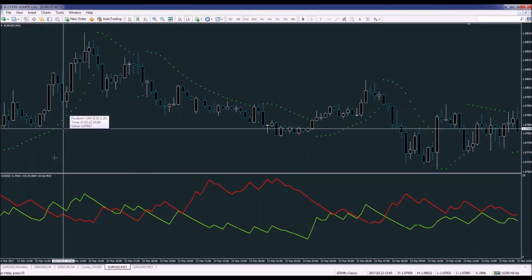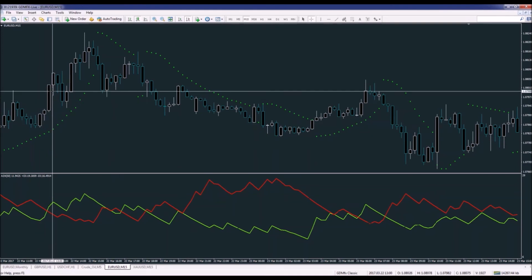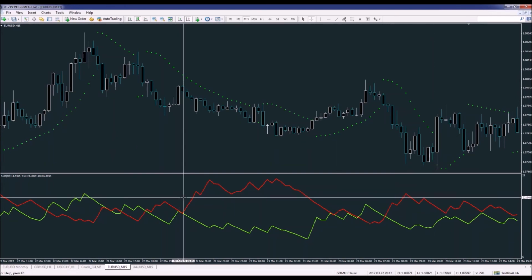Same case scenario here. Parabolic is going up, crossover of the ADX, and bam, there you go, another profitable trade. Even if I keep doing so and giving you more examples, you can see we just went back to March 22. Now this is about what's that? 6 days.